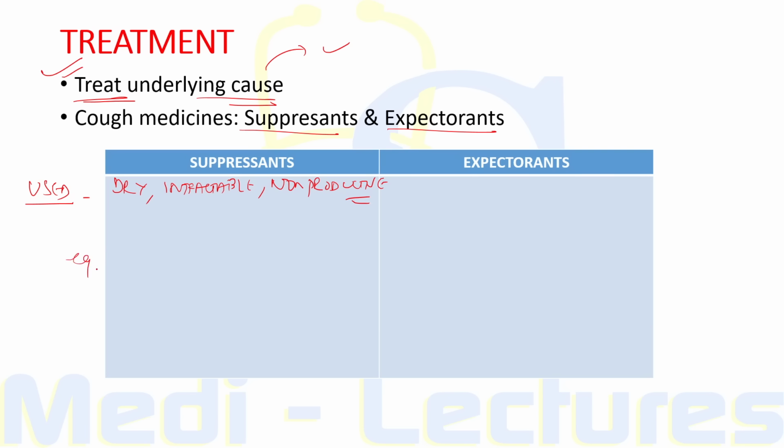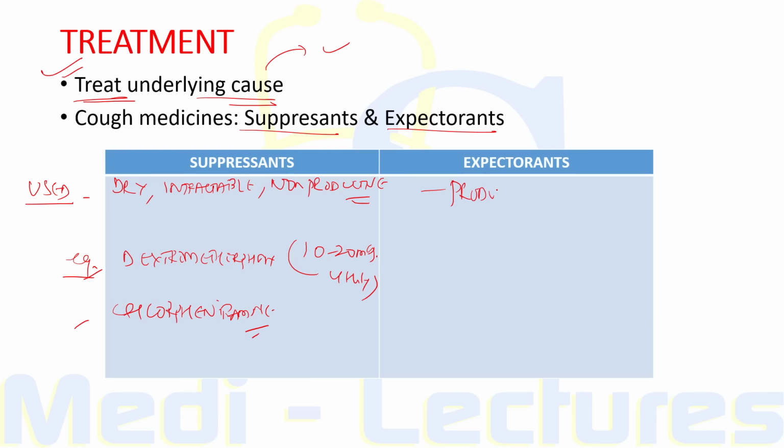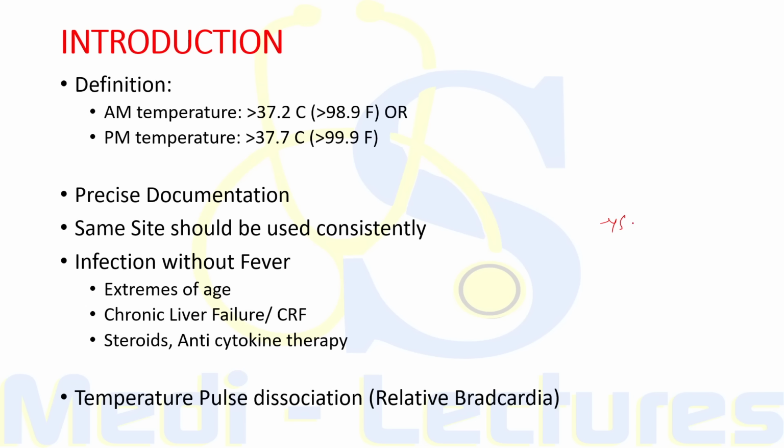The examples include dextromethorphan, which can be used in the dose of 10 to 20 milligram every 4 hourly. Another example is chlorpheniramine. So these are the cough suppressants. On the other hand, expectorants are used for the patients who have productive cough. These help in clearing the thick tenacious sputum from the airways, clear the airways and help relieve the breathing of the patient.